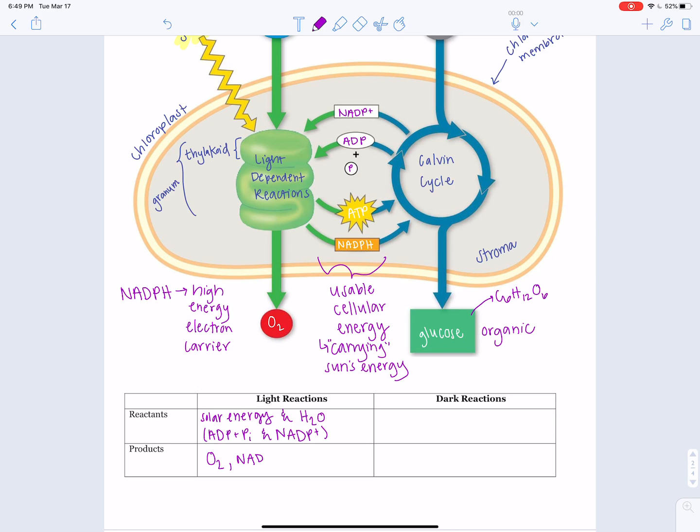So the products are oxygen, NADPH, and ATP. Note that this is not enough ATP for the cell to survive on alone. It's just enough to make glucose. And then in the dark reactions, it's going to take the products from the light reactions, so ATP and NADPH.